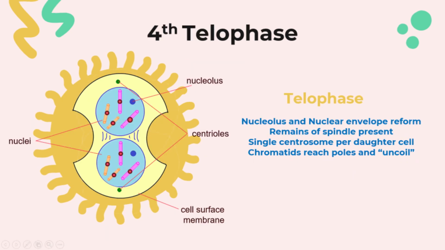The fourth stage is telophase. The nucleolus and nuclear envelope reform, with a single centrosome per daughter cell. Now, each daughter cell has only one centrosome, which is replicated during the S phase of the next cell division cycle. Chromatids reach the poles and uncoil.